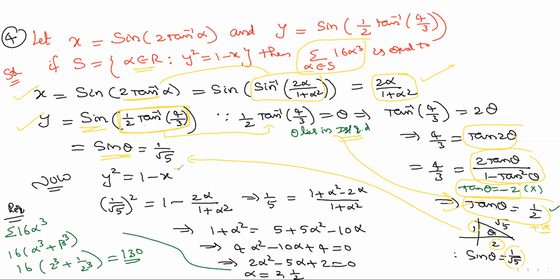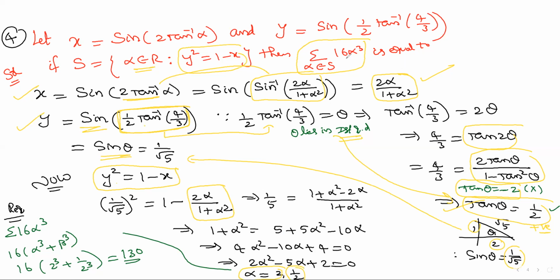From the statement, one more condition is given: y square is equal to 1 minus x. Here y value we have got 1 by root 5, so 1 by root 5 whole square is equal to 1 minus x. Here x value is 2 alpha by 1 plus alpha square. So after simplification we get alpha values 2 and 1 by 2. So one is the alpha value, one is the beta value.